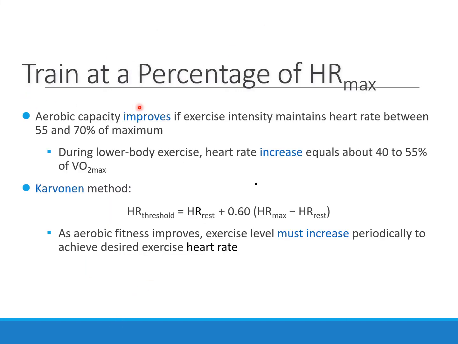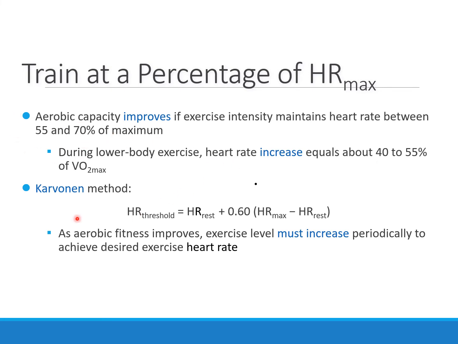So next we're going to talk about training at a percentage of heart rate max. Usually what we see is that aerobic capacity will improve if exercise intensity is between roughly 55 and 70% of your maximum heart rate. With lower body exercise, that will equal a VO2 max of about 40 to 55%. If you go back to that table where you get that correlation between heart rate and VO2, you'll see roughly that percentage line up with this heart rate percentage as well.